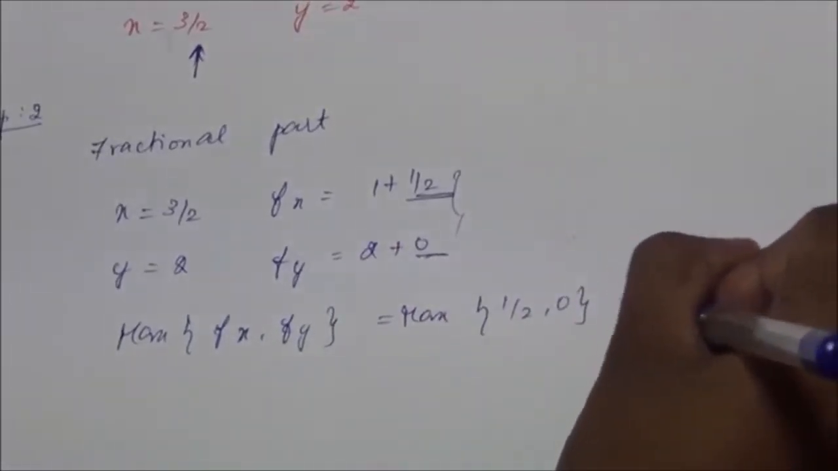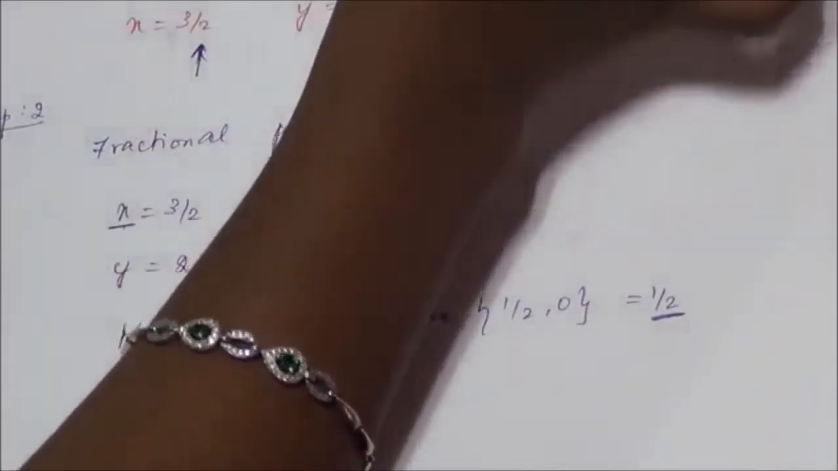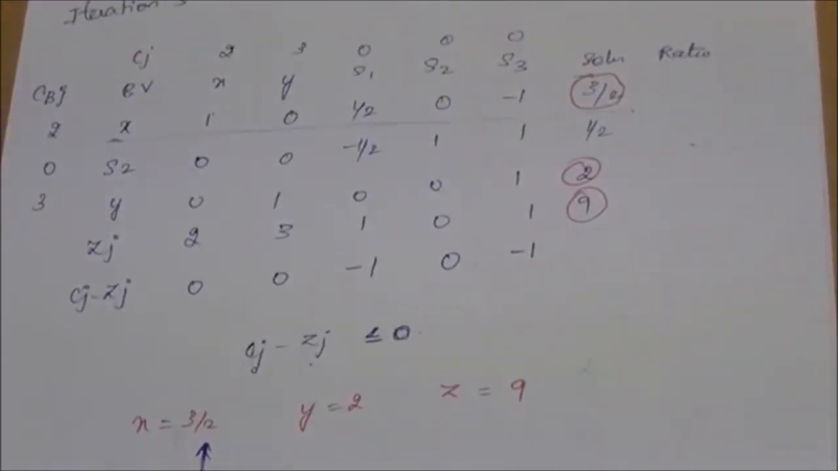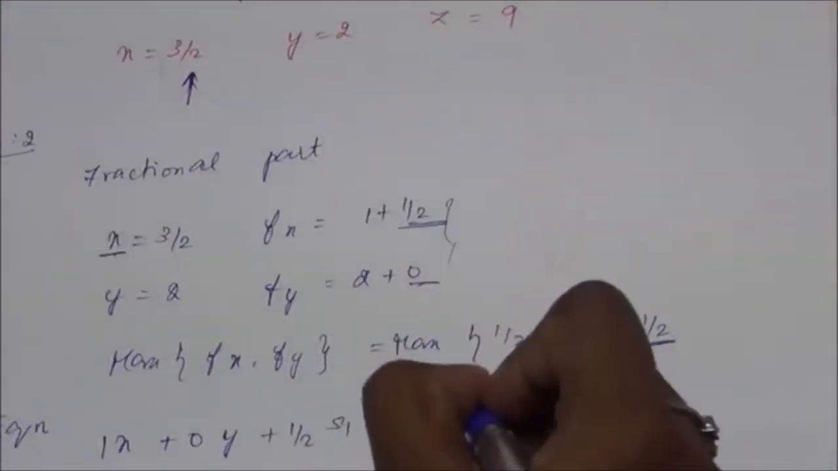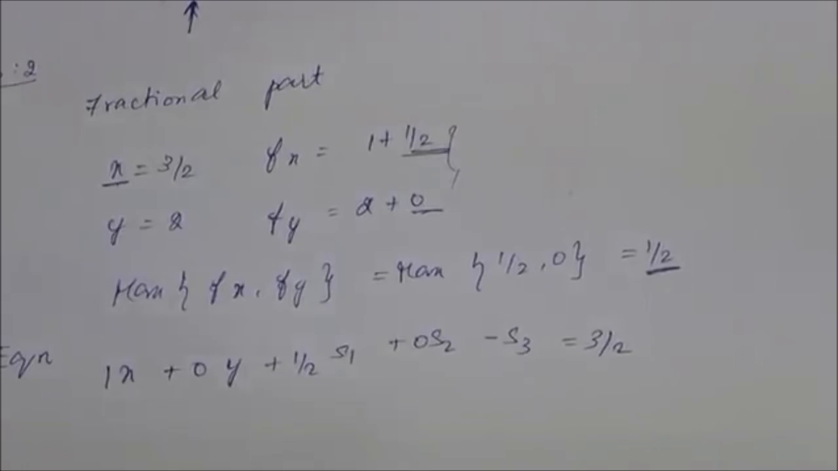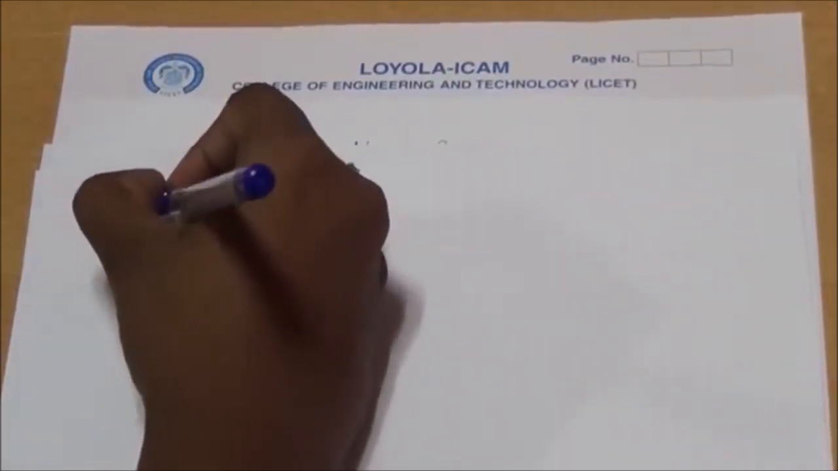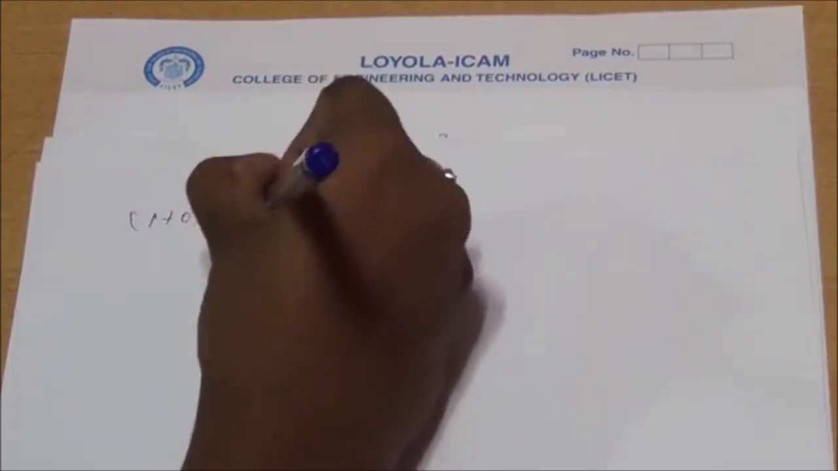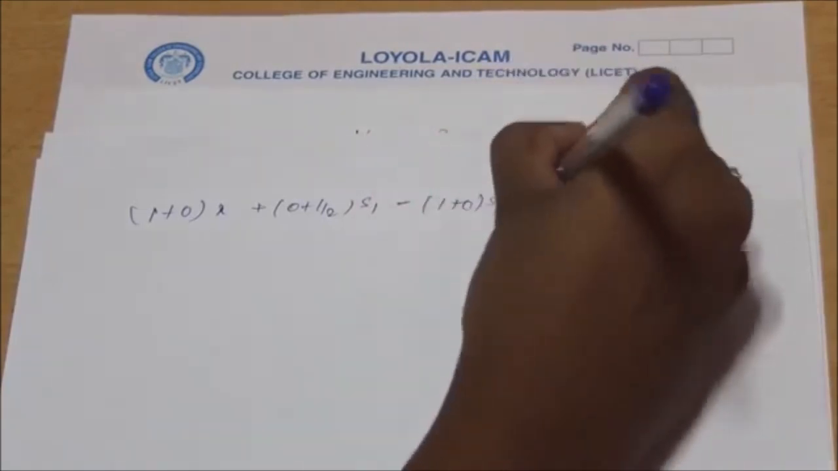So we got this value 1 by 2 from the variable x. So we can take the corresponding x row for finding the corresponding equation. So the equation will be 1x plus 0y plus 1 by 2 s1 plus 0 s2 minus s3 equal to 3 by 2. In that equation, we have to split the values into integer and fractional parts, which we can write as 1 plus 0x plus 0 plus 1 by 2 s1 minus 1 plus 0 s3 equal to 1 plus 1 by 2.